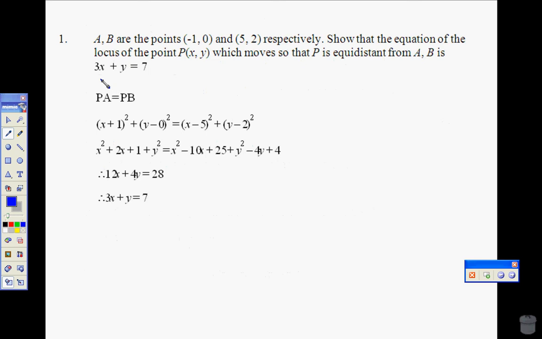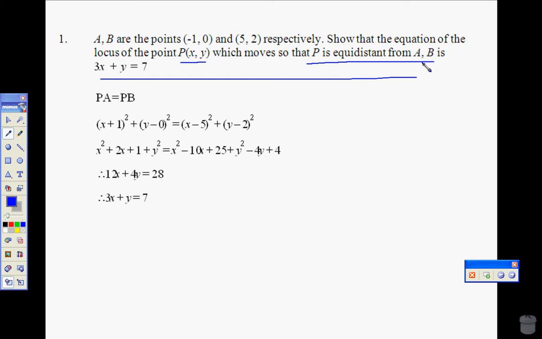Generally, the questions we get are a little bit wordy, so you've got to read them really carefully. The first question says A and B are the points (-1, 0) and (5, 2). So they sit there and they don't move. A and B are two particular points. What we want to do is find the equation of the locus of the point P. So there's our point P, and it moves anywhere, but the rule it has here is that P has to be equidistant from A and B. So it's got to be the same distance from A as it is from B.